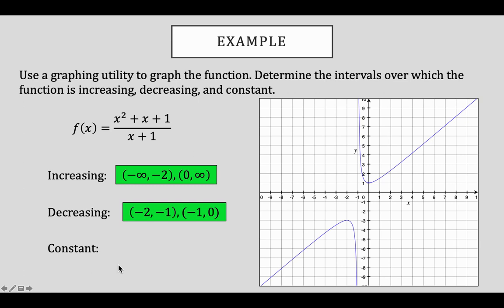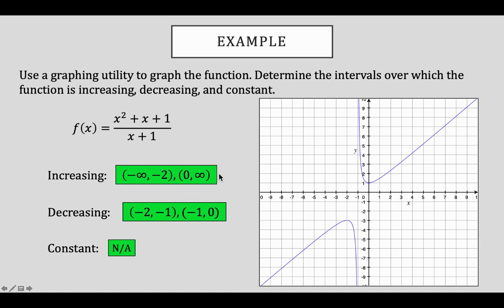And finally, intervals where our function is constant. Is there anywhere on this graph where we have a horizontal line? No, there is not. So in this case, the constant part does not apply. There you have intervals for increasing, decreasing, and constant. Remember, whenever you write your answer, use interval notation. It's always going to be parentheses when we are talking about intervals for increasing, decreasing, and constant, because the endpoints can never be included.